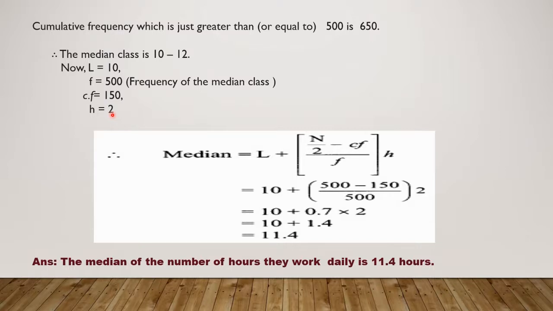Therefore, the equation for median equals L plus (n upon 2 minus CF) upon F into H. Therefore, 10 plus (500 minus 150) upon 500 into 2. Therefore, 10 plus 0.7 into 2 equals 10 plus 1.4, that is 11.4. Therefore, the median of the number of hours they work daily is 11.4 hours.